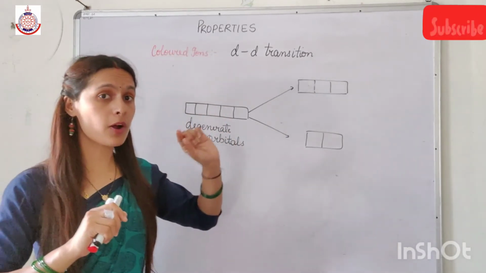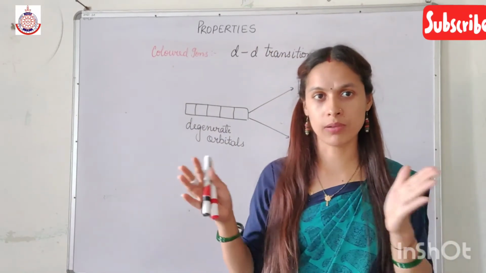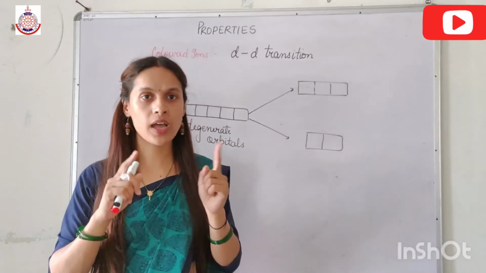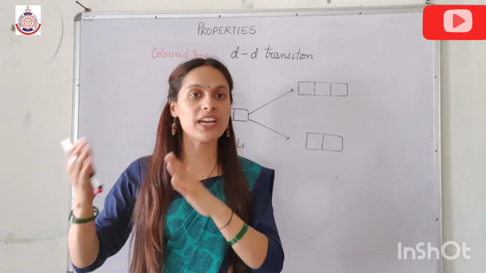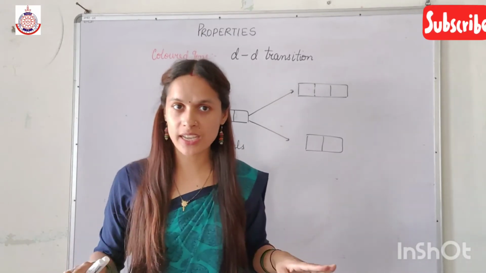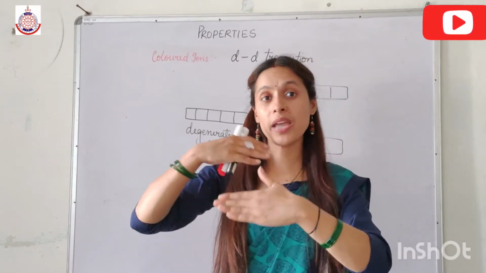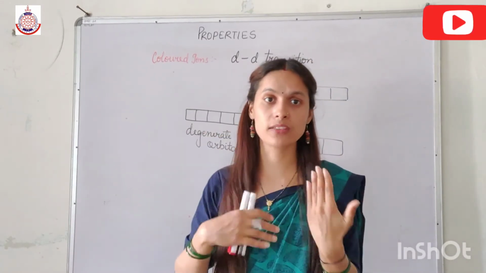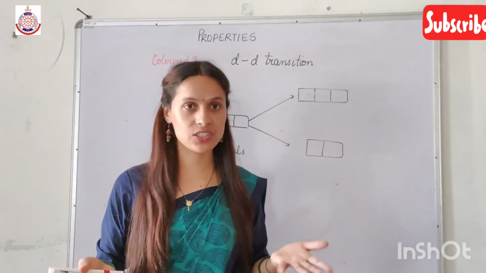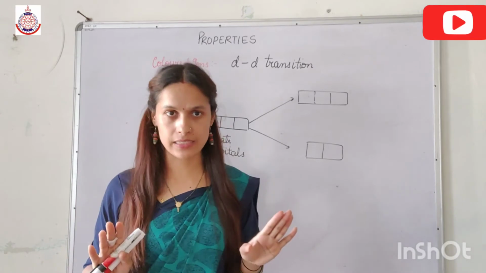Now, if we talk about S and P block, in S and P block there are no half-filled elements. एस और पी ब्लॉक की अगर हम बात करें तो वहां पे हमारे पास हाफ फिल्ड और पार्शियली फिल्ड d एलिमेंट्स नहीं है. As a result of which there is no dd transition, and the transition from s block to p block requires very high energy that does not come under the visible region. That's why they are colorless.